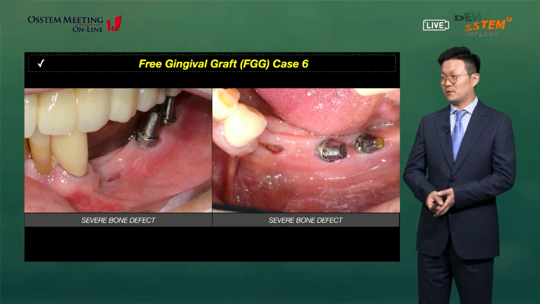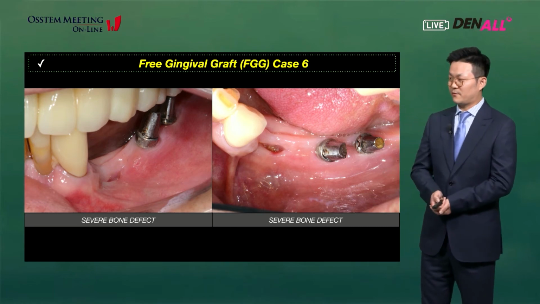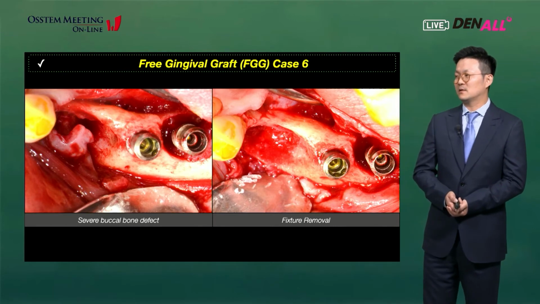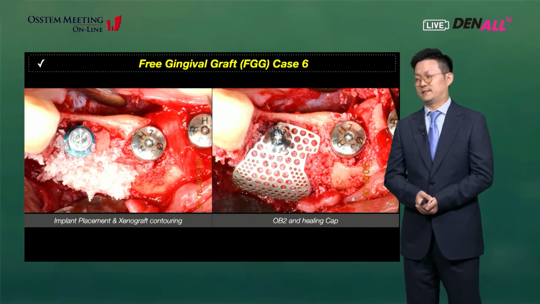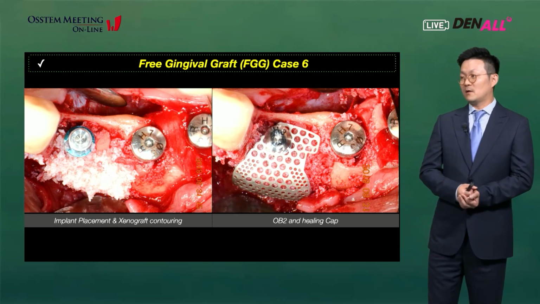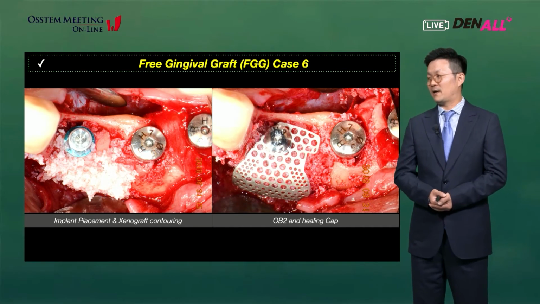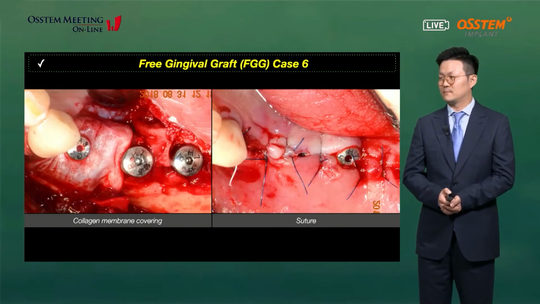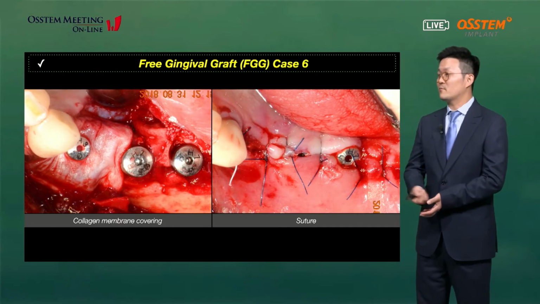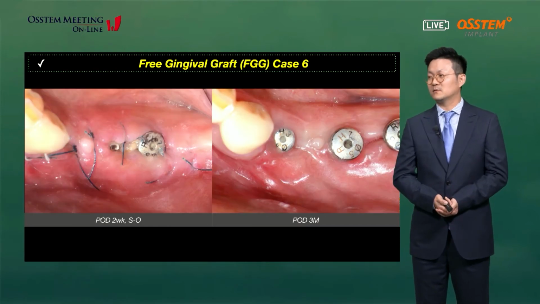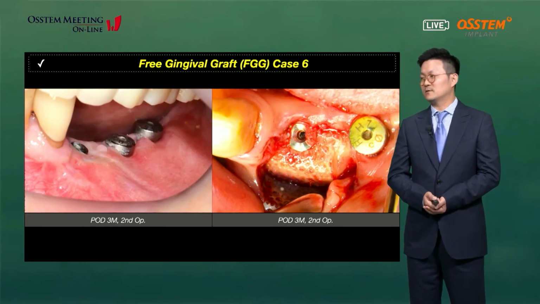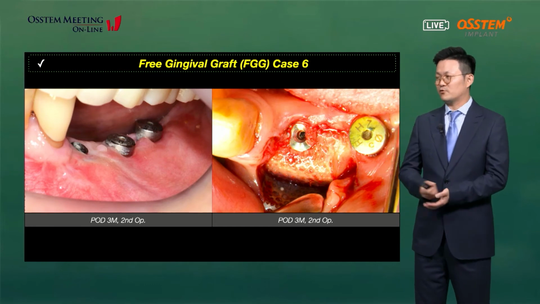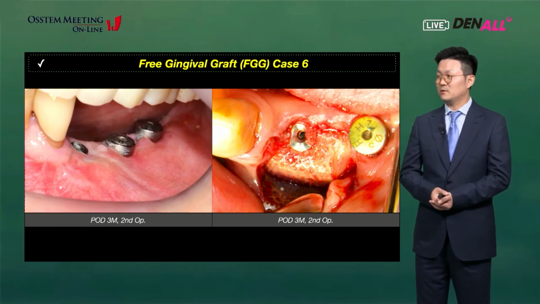As you see, before the surgery, the severe buccal defect was found. So anyway, I extract the 2 implants and place new implant and perform GBR with the xenograft and Ossbuilder. And I cover the site with the collagen membrane, and I made the primary closure. And after 3 months, as you see, fine buccal bone contour was found, and buccal bone regeneration was fine.